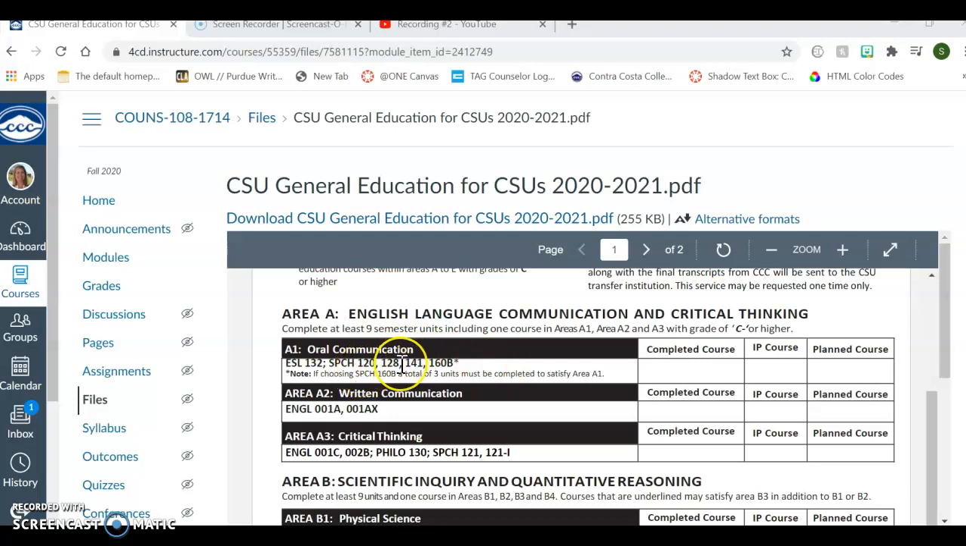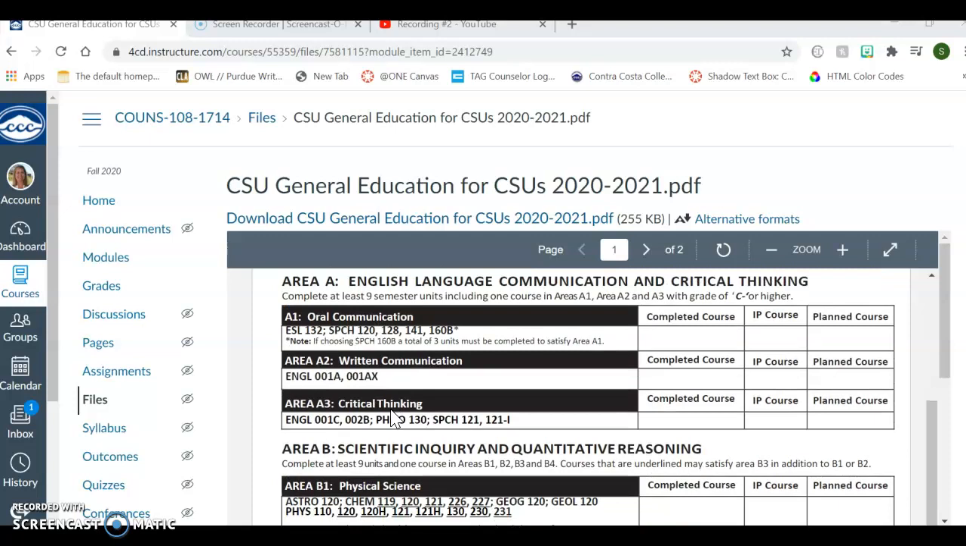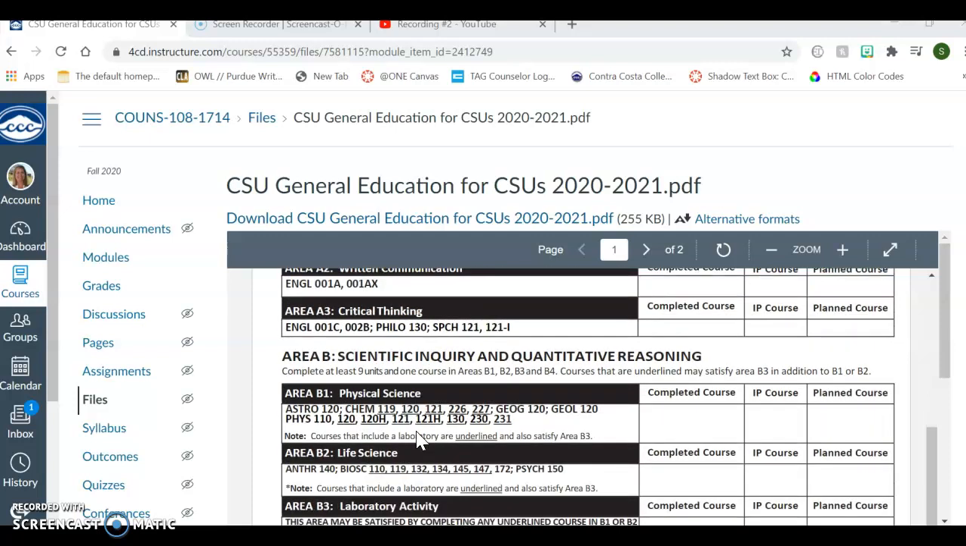Speech 120 and 128 both appear on the CCC general education pattern as a minimum requirement for transfer and also a requirement for the associate's degree, as does English 1A or 1AX. The other requirement that's a new requirement for the CSUs as differentiated from the CCC is this area A3, critical thinking. So you have a few options here.